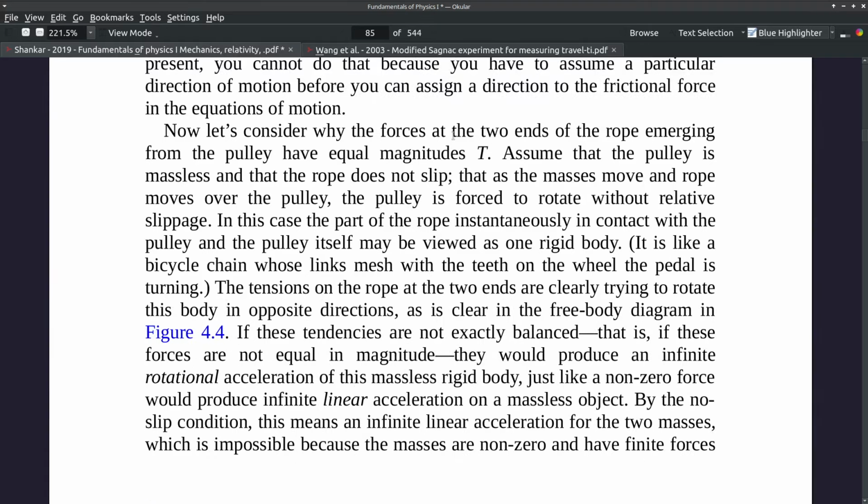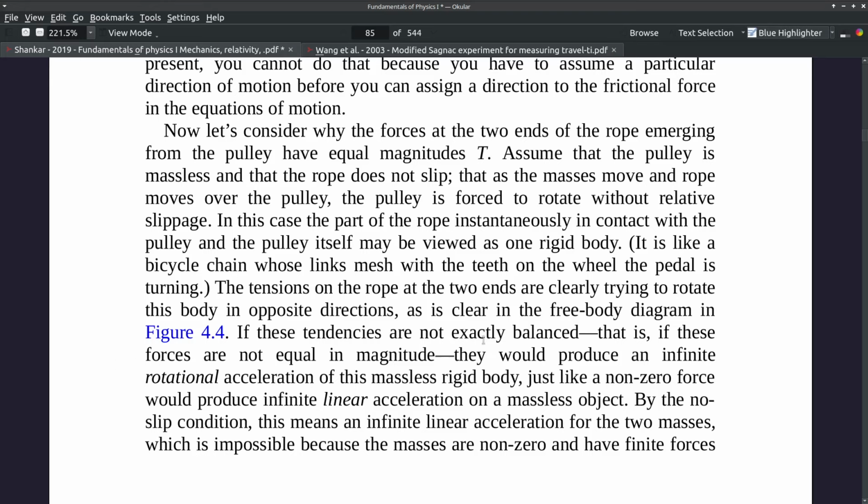Now let's consider why the forces at the two ends of the rope emerging from the pulley have equal magnitudes, T. Assume that the pulley is massless and that the rope does not slip. That is, as the masses move and the rope moves over the pulley, it is forced to rotate without relative slippage. In this case, the part of the rope instantaneously in contact with the pulley, and the pulley itself, may be viewed as one rigid body. It is like a bicycle chain whose links mesh with the teeth on the wheel the pedal is turning. The tensions on the rope at the two ends are clearly trying to rotate this body in opposite directions, as is clear in the free body diagram in figure 4.4.